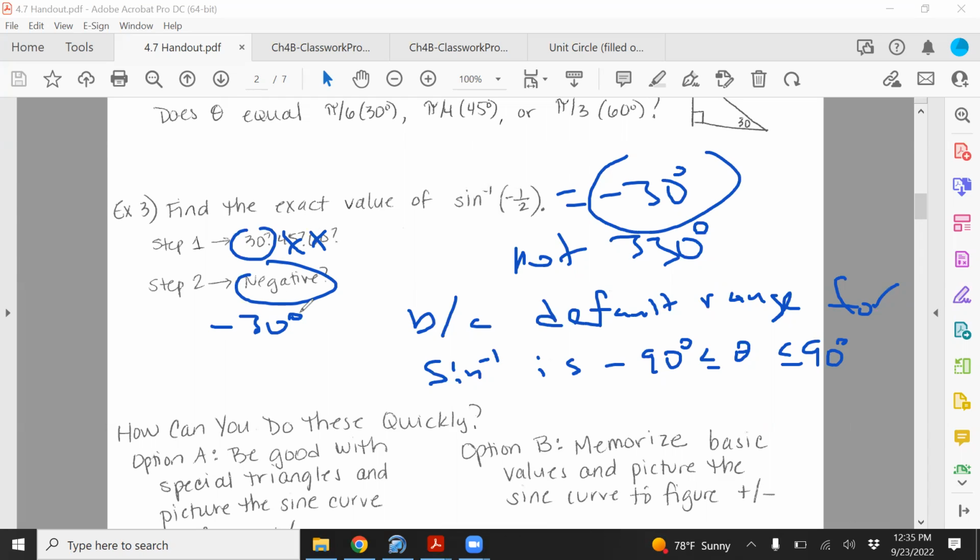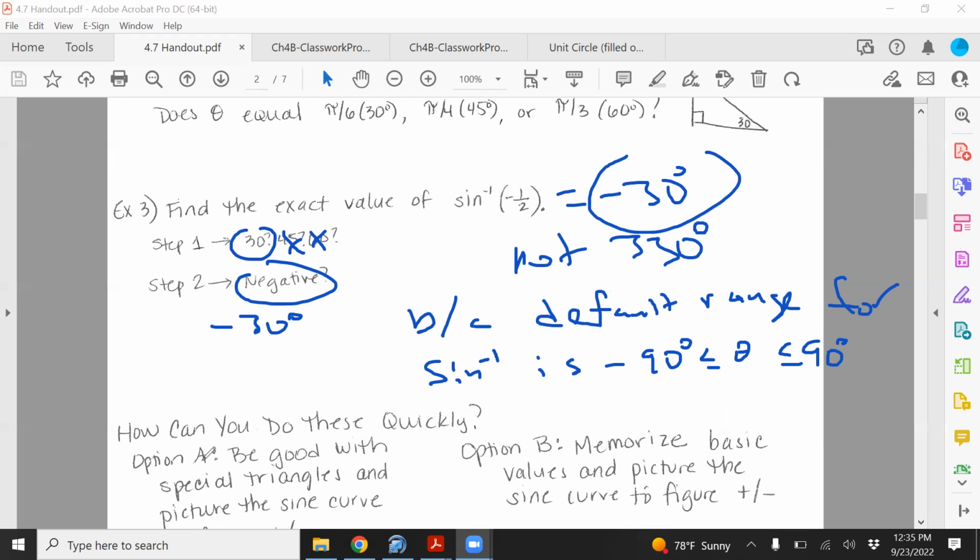So how can you do this quickly? You can use the right triangle, so make sure you know how the sine curve looks. The second option might be a little better: memorize basic values and picture the sine curve, plus minus. If you think about the sine curve, it looks like this. And clearly y is negative because you have a negative output. So you're looking for the right angle.